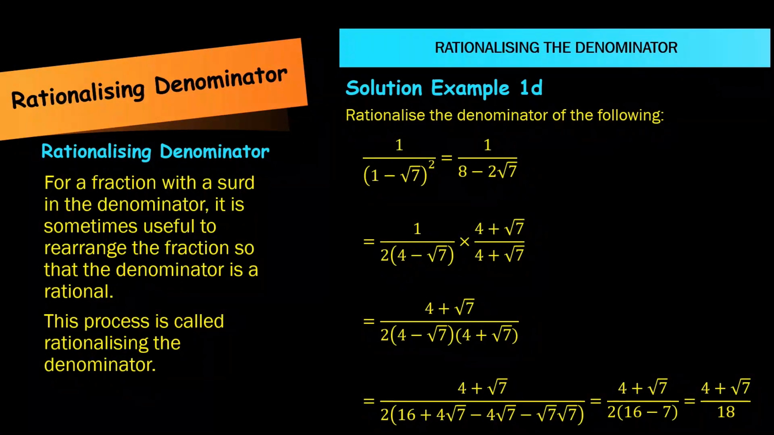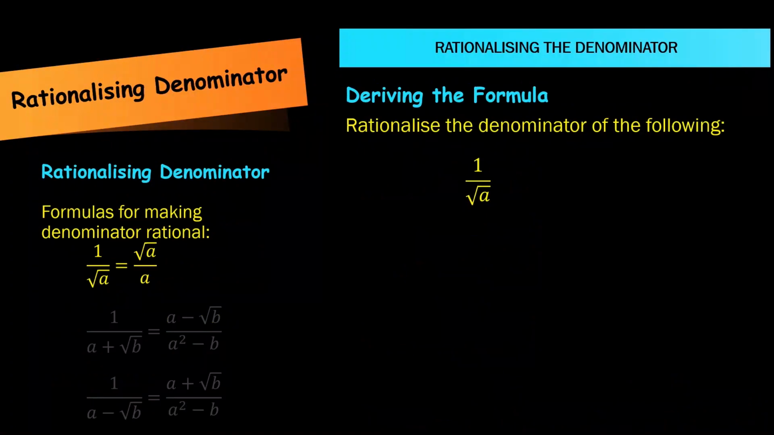We do have formulas for making the denominator of an expression rational. So 1 over root a equals root a over a. But how did we get this? Suppose we were required to rationalise the denominator of 1 over root a. Then of course we'd simply multiply by root a over root a to give us 1 times root a in the numerator and root a times root a in the denominator, which is equal to root a divided by a.